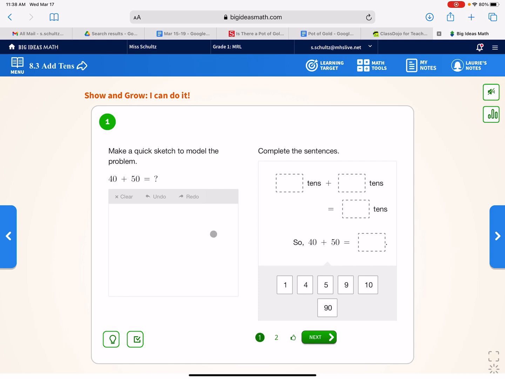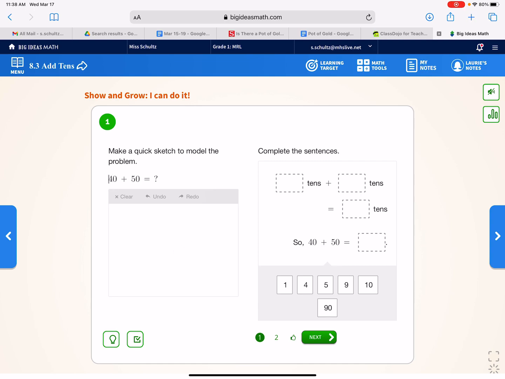But for this activity, it's asking us to make a quick sketch. Ooh, that's one of your spelling words. Sketch to model the problem: 40 plus 50. You're thinking, Miss Schultz, both of those numbers are really big. But we're going to do something that's very easy peasy for us to be able to solve that problem very fast. So it's asking us to make a quick sketch.